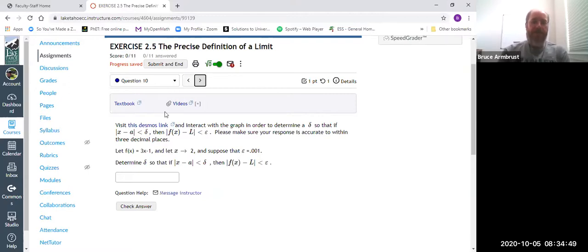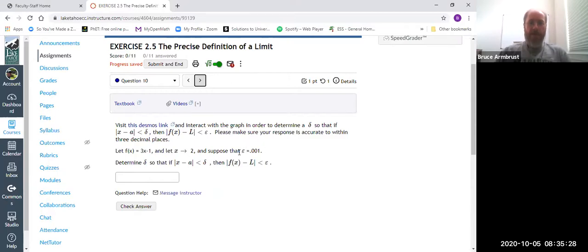when it says visit this Desmos link, we don't necessarily need to do that, but let's just see what this is asking us to do. So it says we want to determine a delta so that if the absolute value of x minus a is less than delta, then |f(x) minus L| is less than epsilon. So remember, our goal here is to figure out how close we need to be to the value that we're plugging in so that our function values are all within a certain distance of our function itself. Okay, and that's what this is.